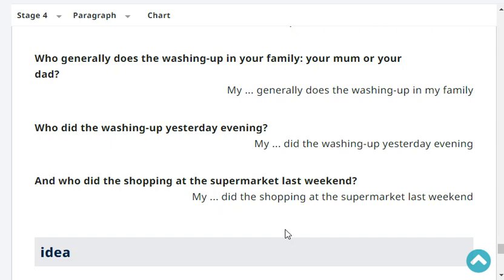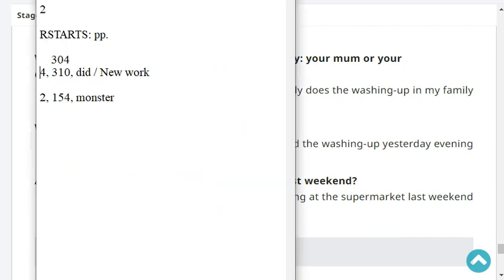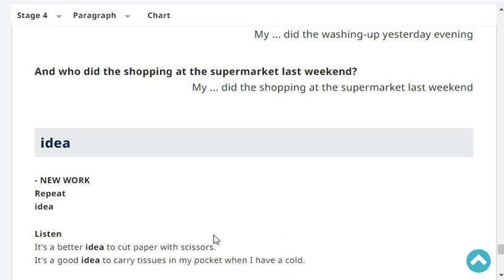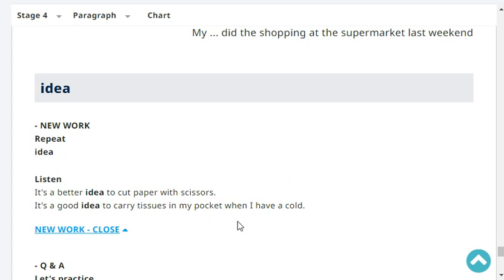Very good. Okay, so that's the end of our revision. Let's have new work. Okay, repeat: idea. Very good. Okay, listen. It's a better idea to cut paper with scissors. It's a good idea to carry tissue in my pocket when I have a cold. Okay, very good.